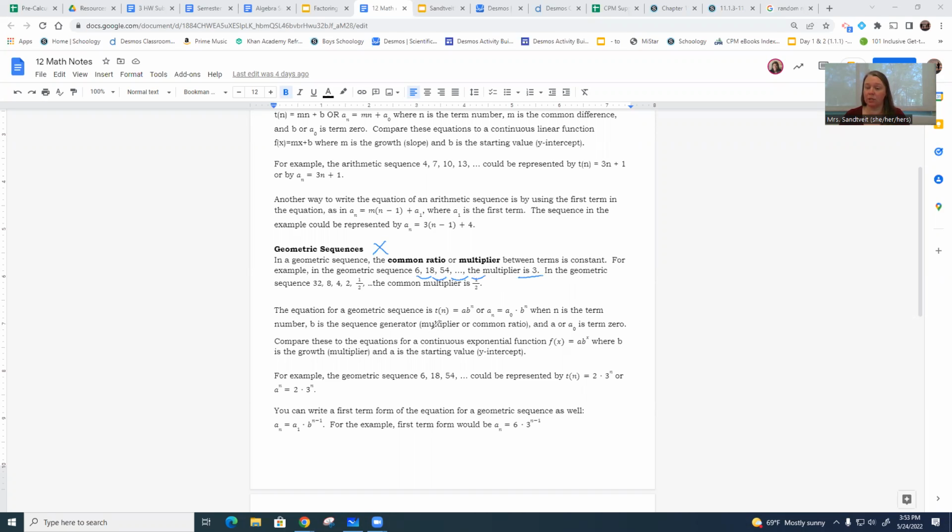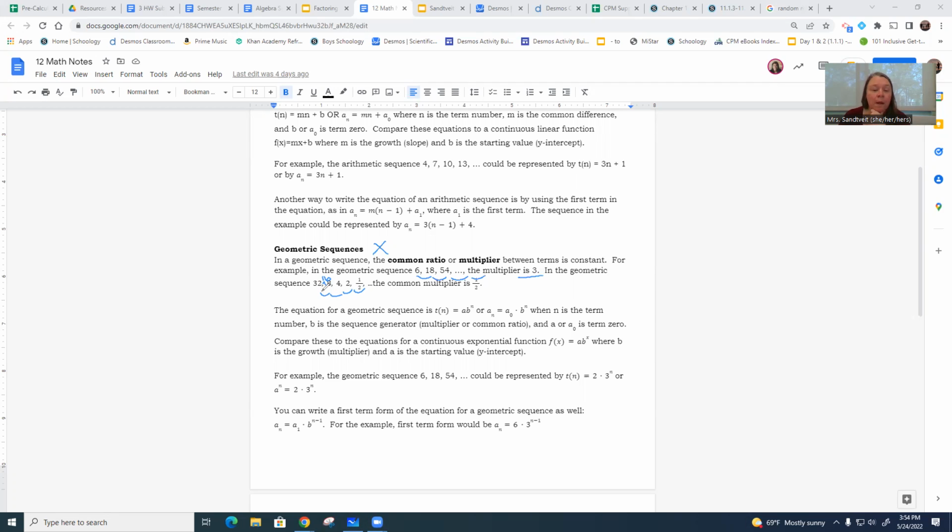The multiplier is 3. In a geometric sequence here, you might look at that and say, oh, I'm dividing by 4 every time. I'm not, right? 32, that's divided by 4. Right, so we're dividing by 4 every time. No, we're not dividing by 4. What's the matter? I'm missing a term. I'm like, why isn't this working? I should have a 16 here. That's why it wasn't working. There's always a mistake in these videos, right?